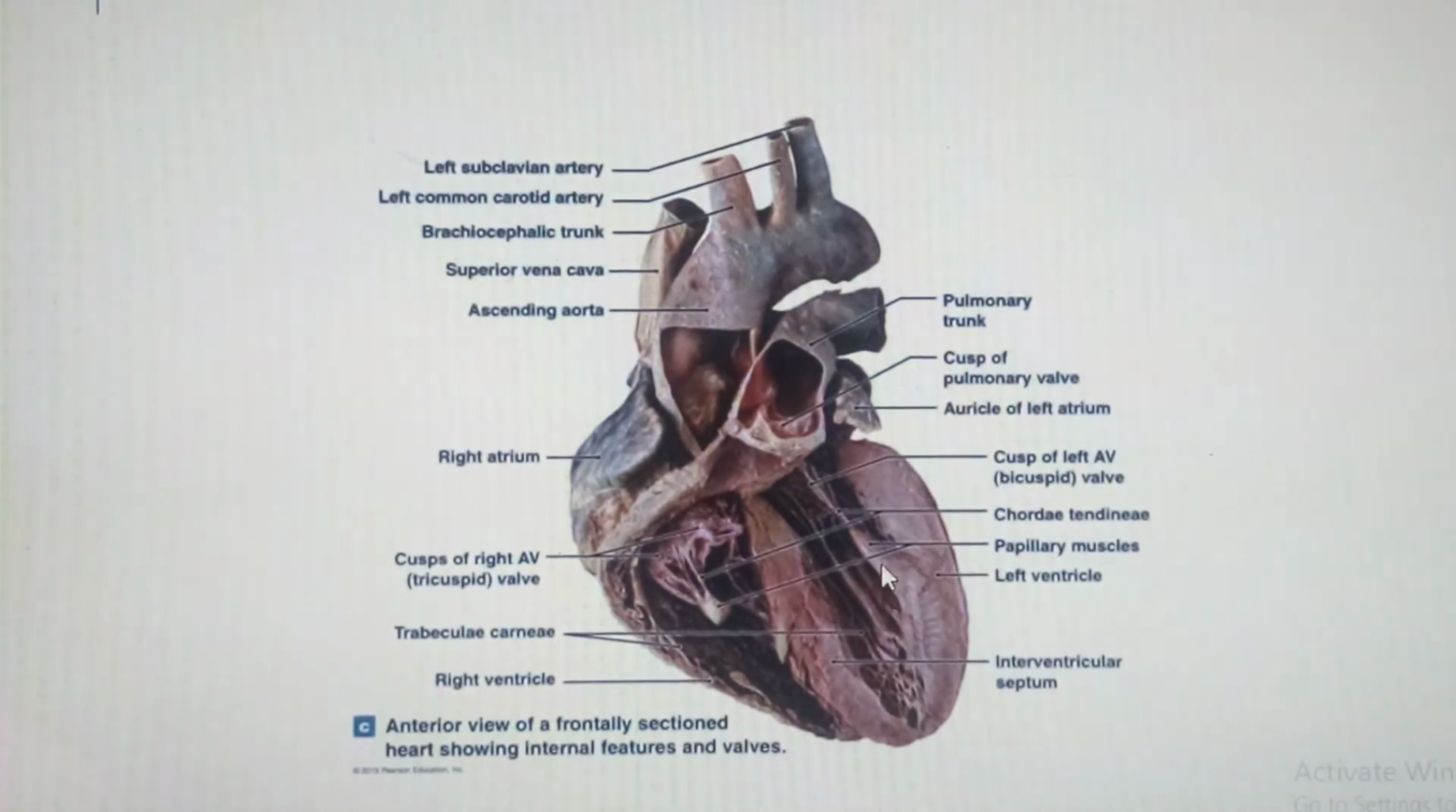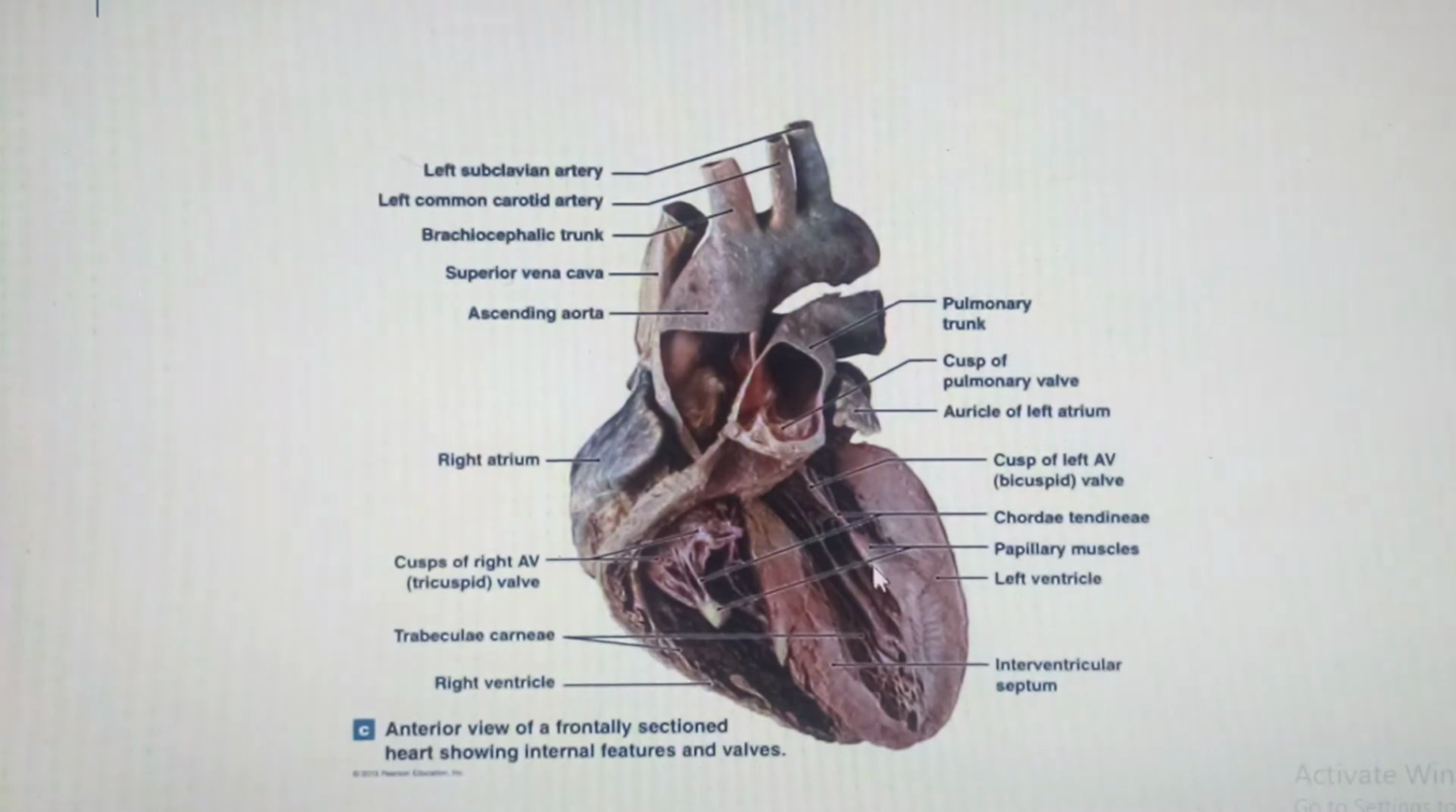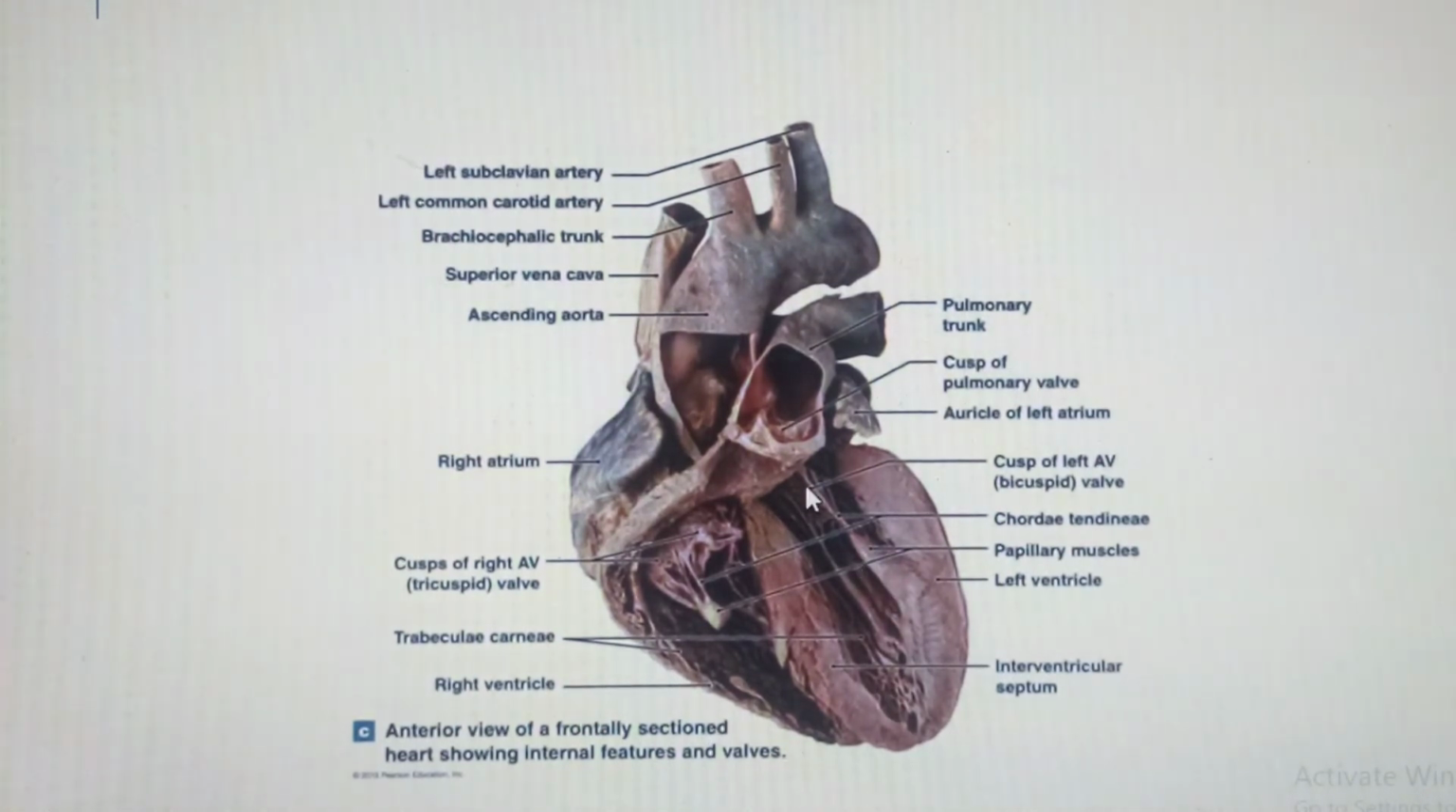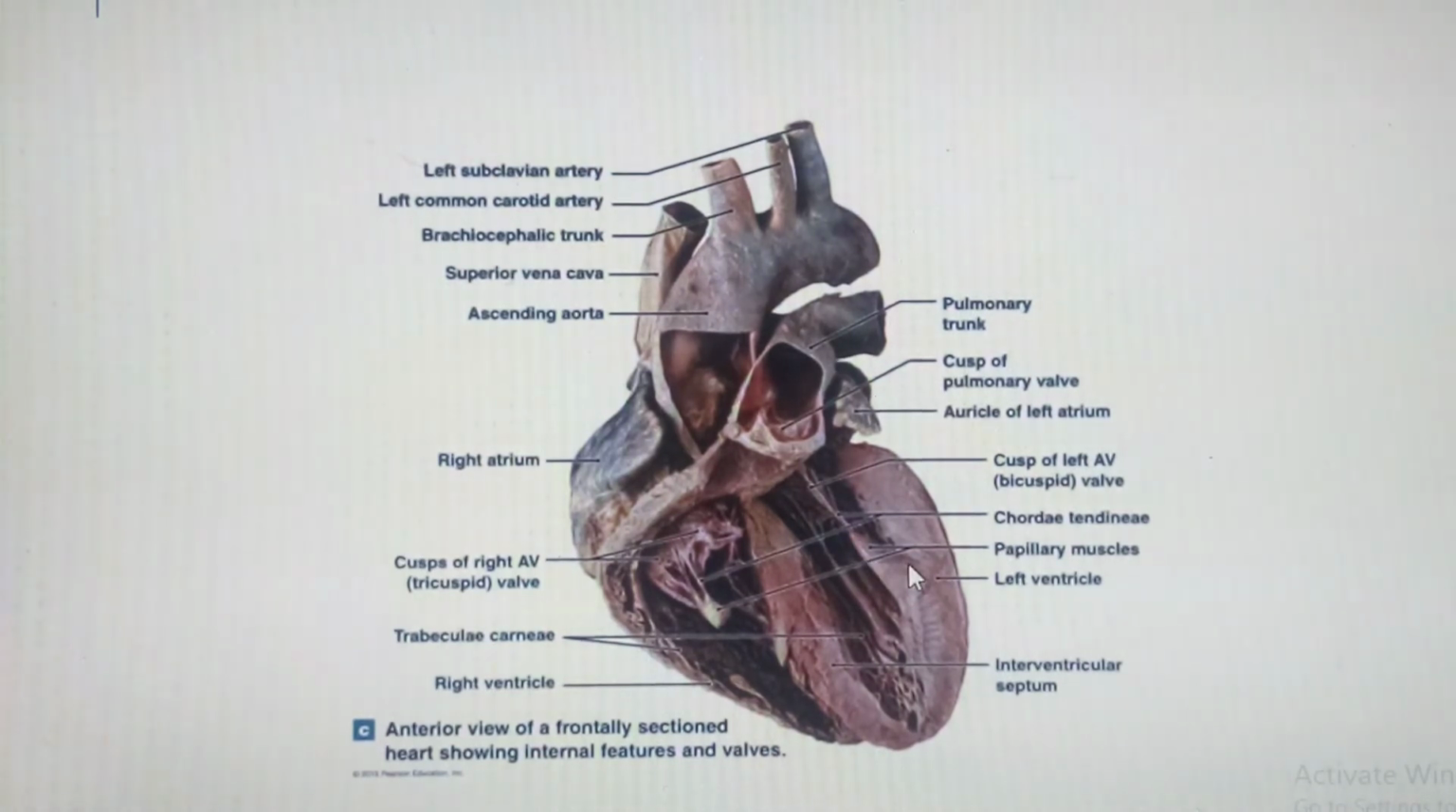Again, emerging from this same part are some pillars, and these pillars are known as the papillary muscles, which will be connected to the two cusps of the bicuspid valve. They will be connected by tendon-like structures that we call chordae tendineae. So that is what we're going to find over here.